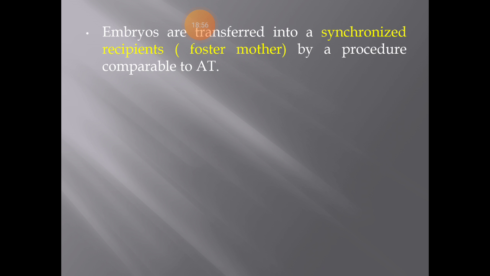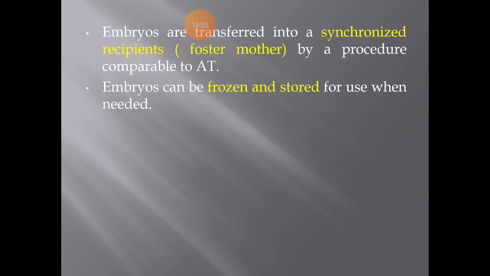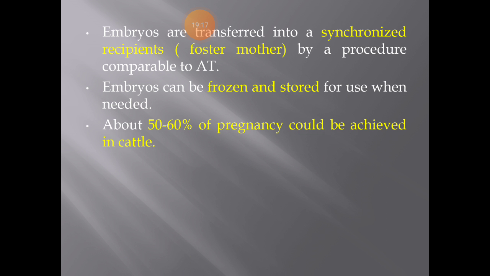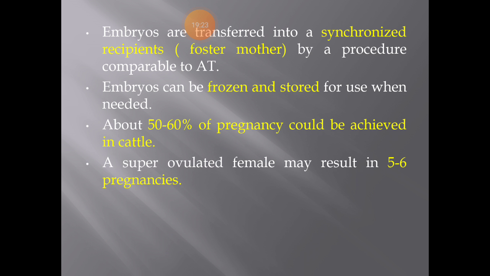Embryos are transferred into synchronized foster mothers by a procedure comparable to artificial insemination. Then embryos can be frozen or cryopreserved again and stored for use whenever it is needed. About 50 to 60% of the progeny can be achieved in cattle by this method. And a superovulated female will result in 5 to 6 pregnancies. So instead of getting one calf through natural mating, through this SOET or MOET, you will get 5 to 6 calves.